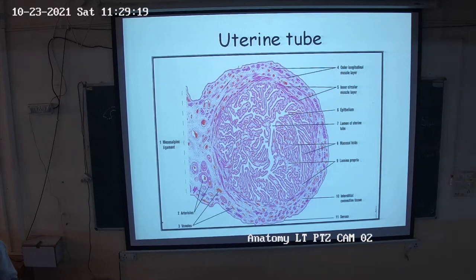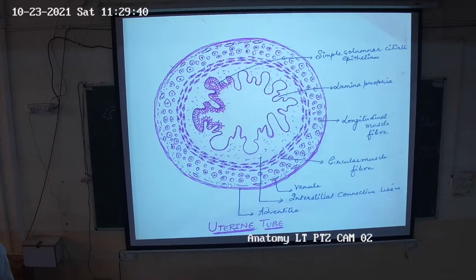Remember the epithelium, main two types of cells: ciliated columnar and peg cells. According to the cycle of the menstruation, the concentration will depend. In the proliferative stage, ciliated cells are more, and in the pregnancy secretory phase, peg cells, which are secretory cells, these are abundant. Hand-drawn diagram of the fallopian tube.